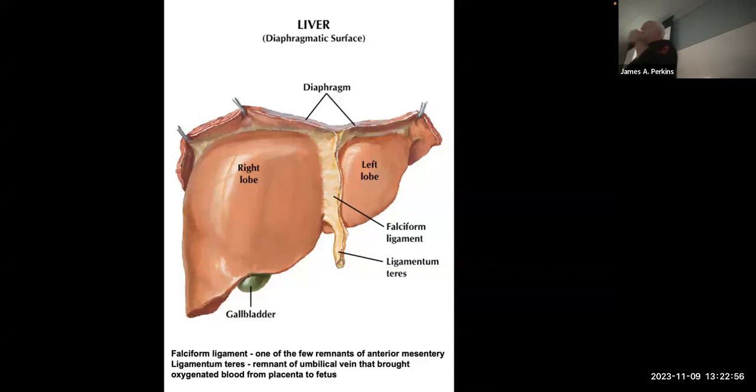Yeah, most of it has disappeared in the adult. And then what would still be there during development or as a baby? Yeah, I think it disappears late in fetal development. So I think the whole anterior mesentery, except for this falciform ligament and one other part that we'll talk about in a minute, those are the only parts that remain. I think that's true even at birth. I think it's already mostly gone by that point.